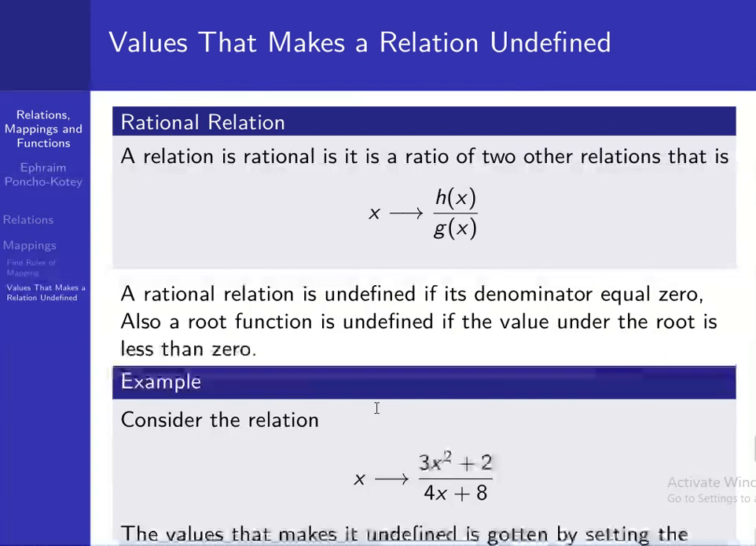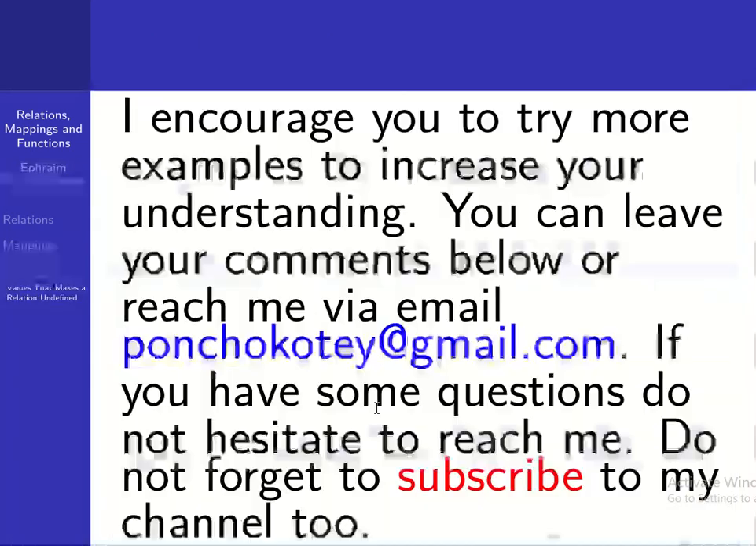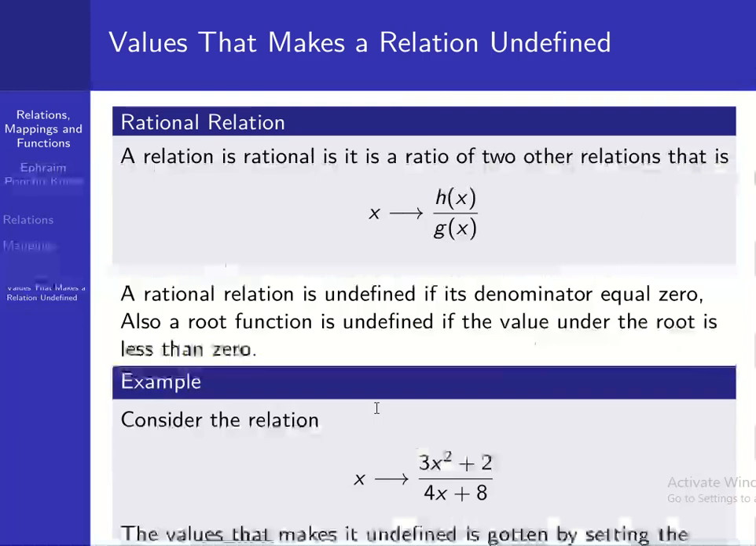Let's consider an example. We have the image of x is 3x squared plus 2 all over 4x plus 8. To find the values that will make this relation undefined, we equate the denominator to 0. Once we equate the denominator to 0, we have x equals minus 2. So x equals minus 2 is the value of x that makes the relation undefined.